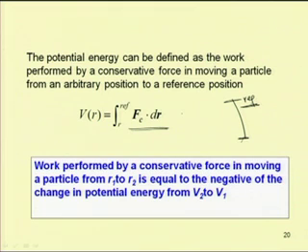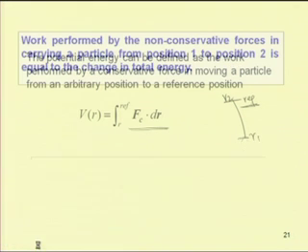Work performed by a conservative force in moving a particle from R1 to R2 is equal to the negative of the change in potential energy from V2 to V1. So, one can note this. From this expression it can be found that, in moving a particle from position R1 to R2, the work will be equal to the negative of the change in potential energy from V2 to V1.